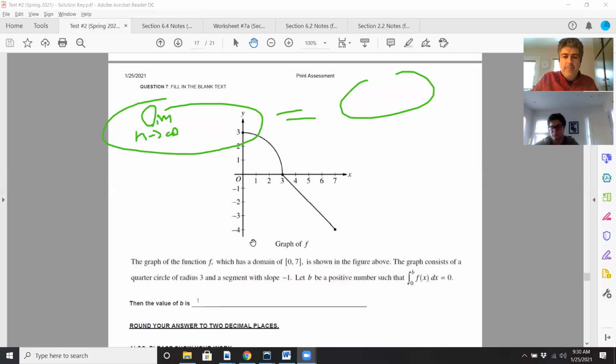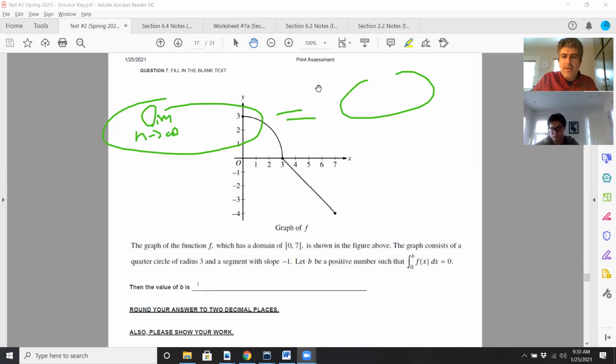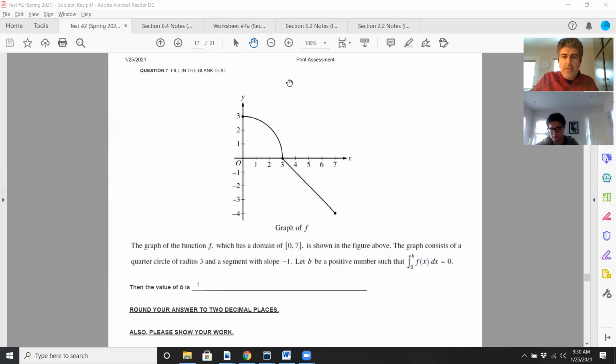Keep moving. Number 7 is a little tricky also. I think many of you got it. It was a little weird, but you're told that this equals 0. Now, somebody put 0 as your answer. Well, then, B is 0, right? Because that is true if you integrate from 0 to 0. You have to pay careful attention to detail.